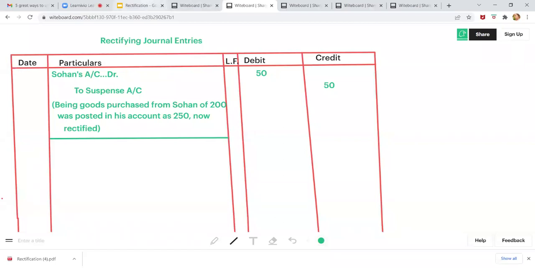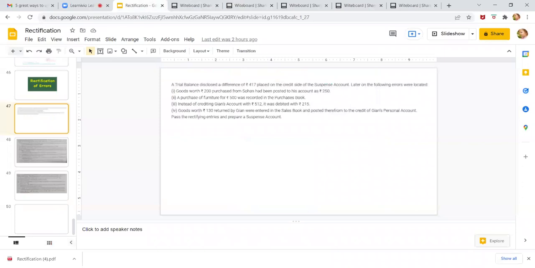No, ma'am. All right. And in the second part, a purchase of furniture for rupees 500 was recorded in the purchases book, right? So the journal entry has to be furniture account debit to cash account credit. But by mistake, it was recorded as purchases account debit to cash account credit. By mistake, purchases account was debited.